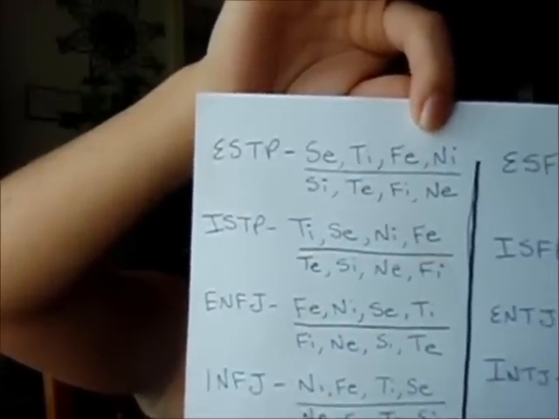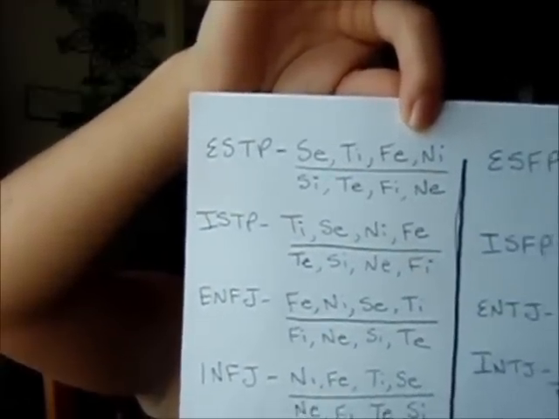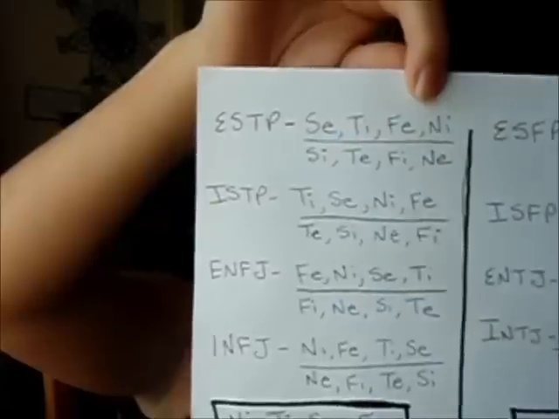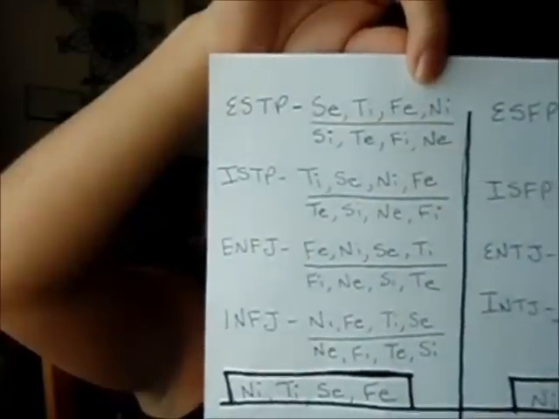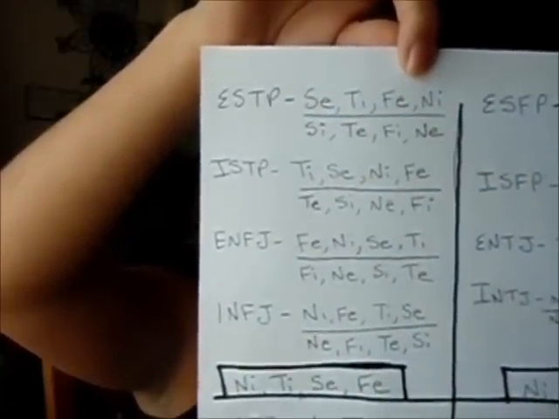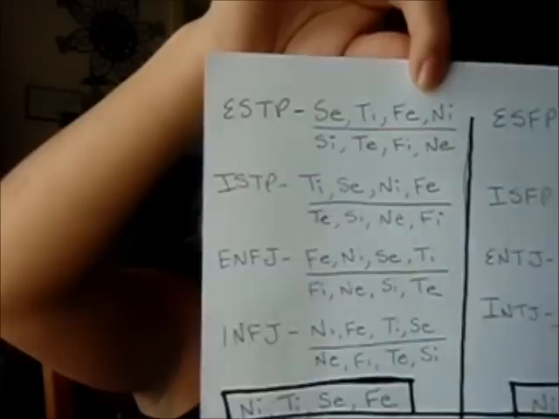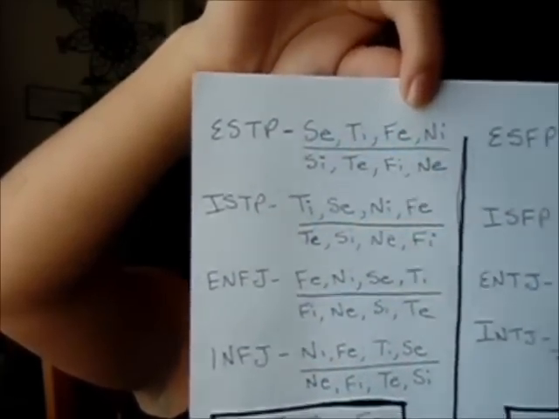Well, basically, the third function, the tertiary, is the opposite of the auxiliary. Okay, so the fourth inferior function is the opposite of the dominant. So the auxiliary, the tertiary, and the inferior are all in the same attitude. Okay?